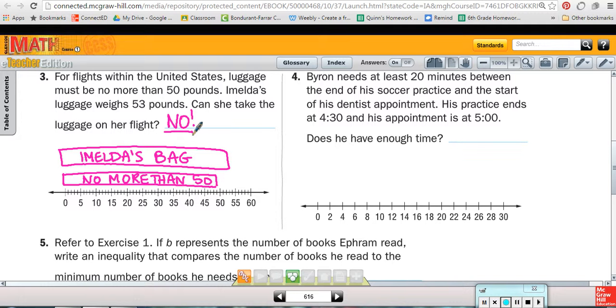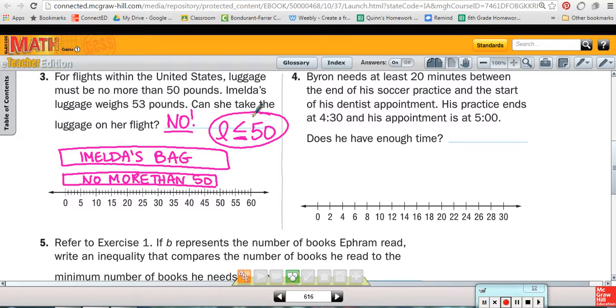If we were to write the inequality, we would say that her luggage, L, must be no more than 50. Can it be 50? Yes. No more than 50, so it could be 50, so we have equal, right? So is it going to be greater than or equal to, or less than or equal to? Less than, because it can't be bigger than that. So less than or equal to 50. This would be the inequality to represent that situation.